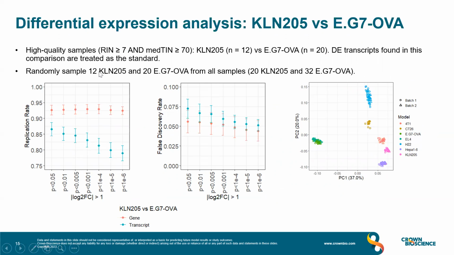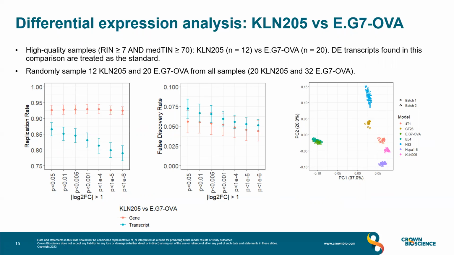First, we define a group of high-quality samples as a standard set. These are samples with both ring larger than or equal to 7 and median t-score larger than or equal to 70. This standard set represents an ideal situation where all samples in the differential expression analysis have passed a very stringent quality control criterion. The results we get from this standard set are treated as the quote-unquote correct answer.